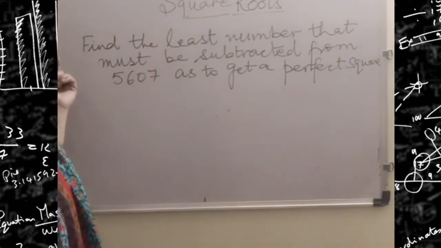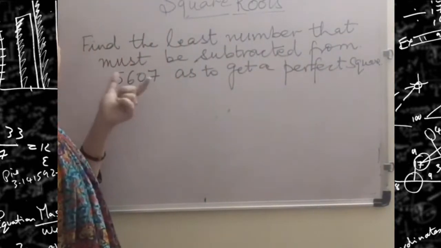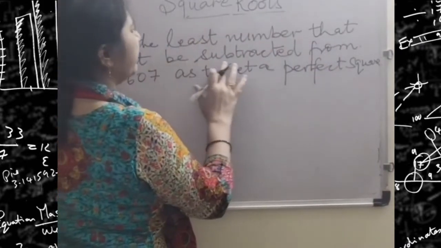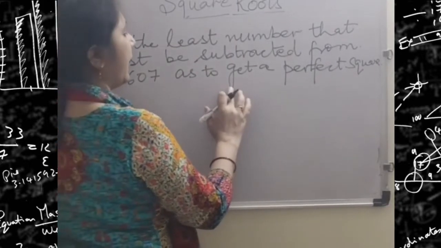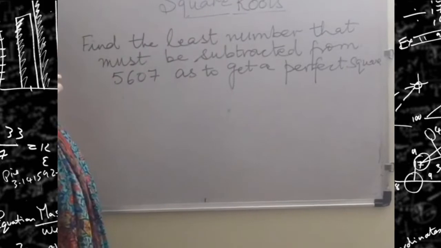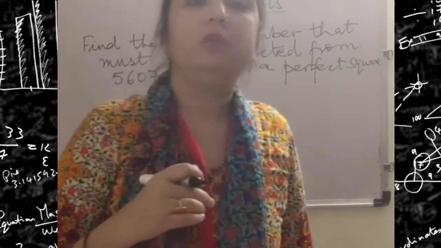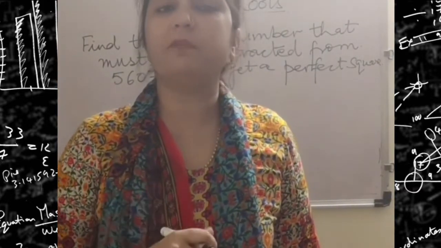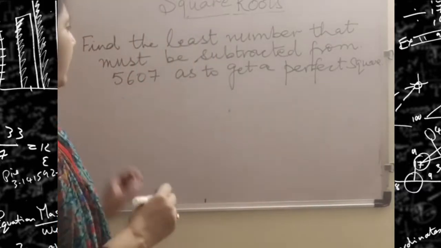Another type of question that you are going to face, one of them is find the least number that must be subtracted from 5607 as to get a perfect square. In addition, you may be asked that find the square root of the number obtained. How will you perform the equation? By using long division method.